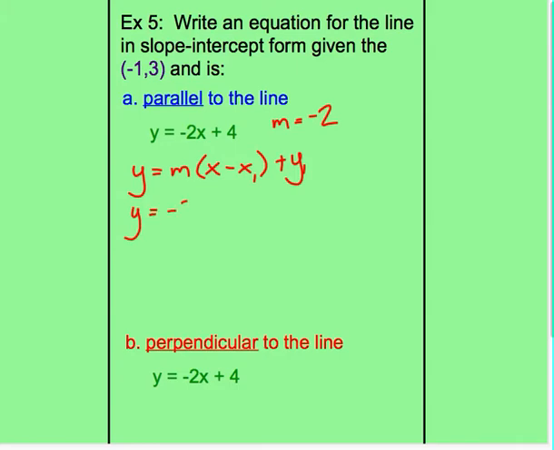So we have a slope of negative 2. We have an x-coordinate of negative 1, but when it goes into the asylum, it becomes a positive 1. And then our y is a positive 3, staying outside the asylum. Finally, putting it into slope-intercept form, we're going to distribute our slope and combine those like terms.